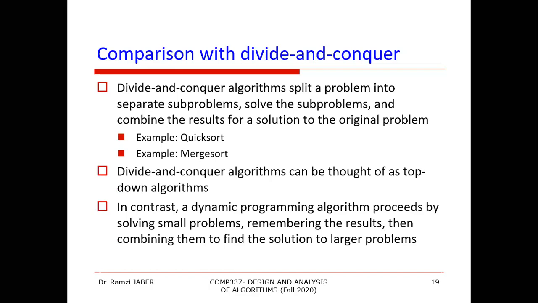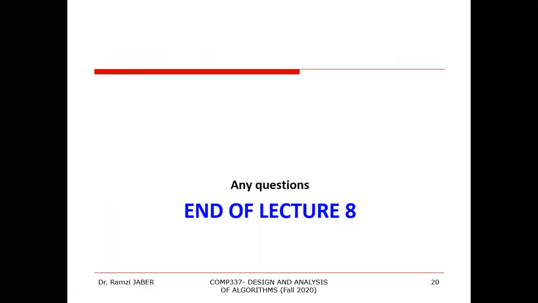In contrast, a dynamic programming algorithm proceeds by solving small problems and remembering the result. We have memory here. We must store the results of subproblems in memory, then combine them to find the solution to the larger problem, as you can see. So dynamic programming can be thought of as a bottom-up solution. Okay? End of lecture.